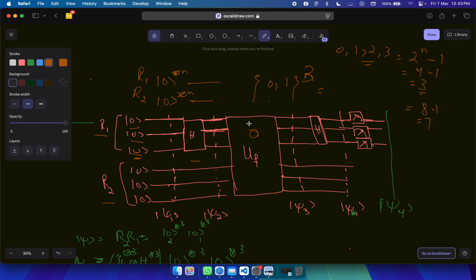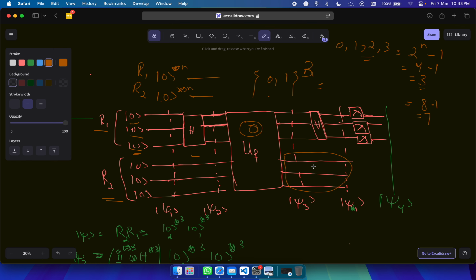But I want to highlight why we have this R2 here. If you know about Deutsch-Jozsa, we didn't have the R2 there, and this is something new. We have R2 here because we ultimately want to write whatever is happening in this function to these output states. Why? It's not clear to you right now, but I'm going to explain. And this can be explained with mathematics.